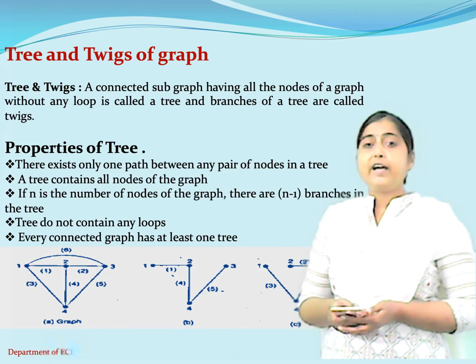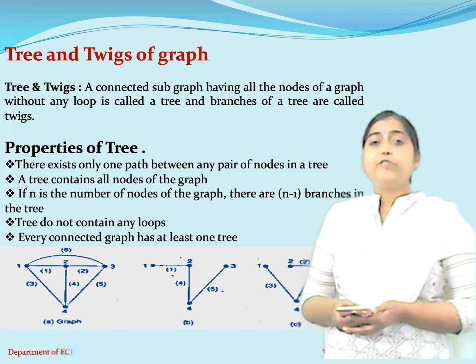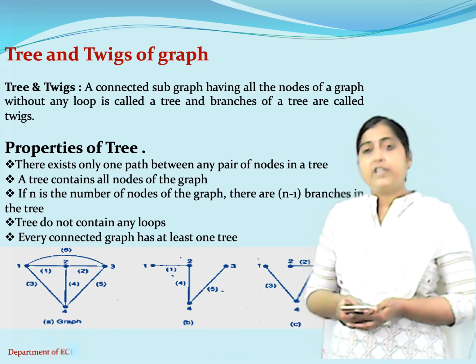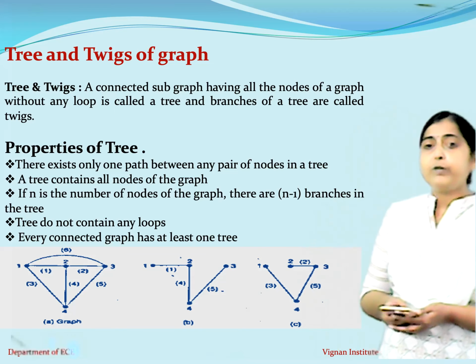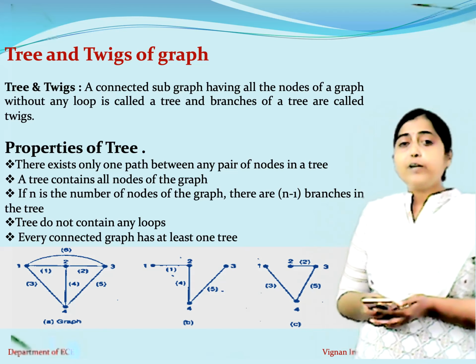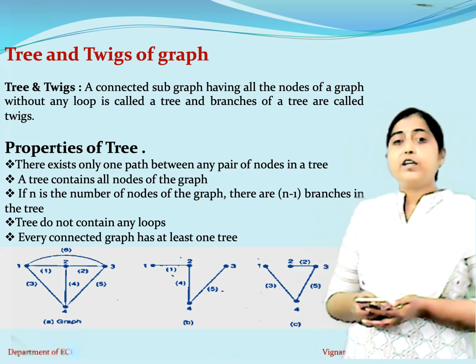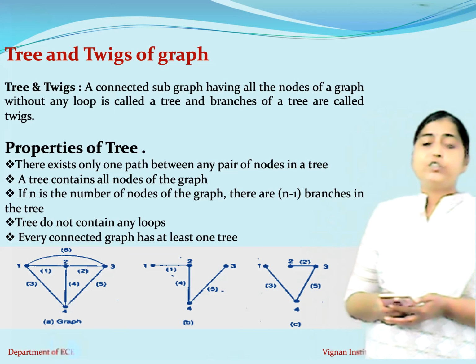So based on that, for one network graph, you get n number of trees. And while solving the problem, you always have to draw all possible trees for this particular network graph. Okay, so that is a tree.